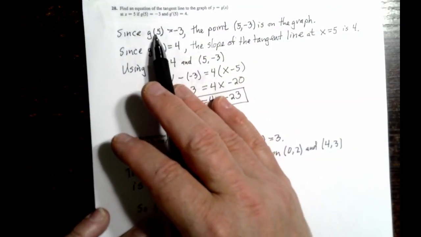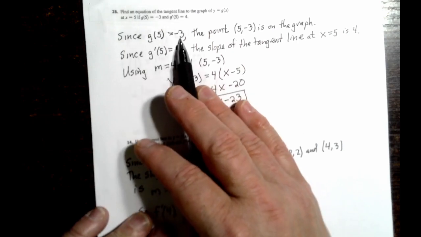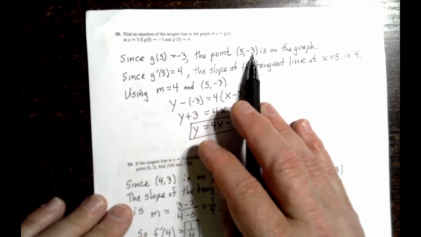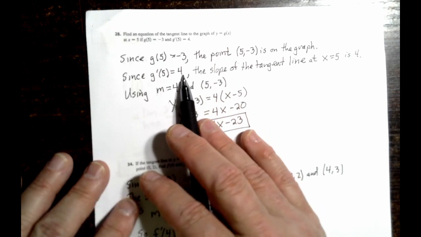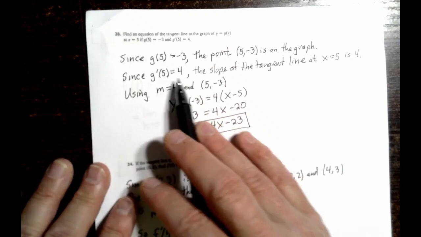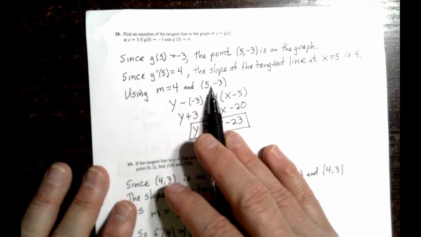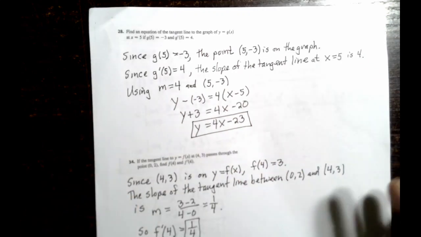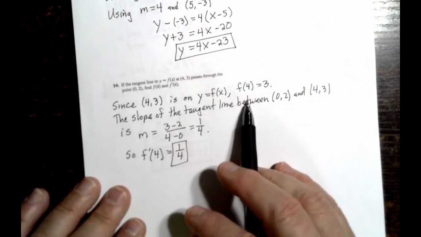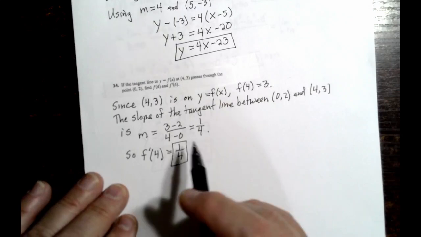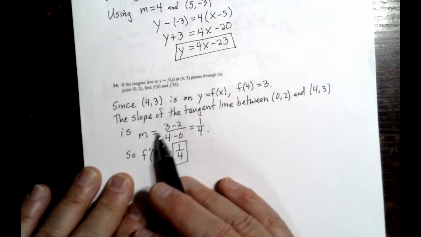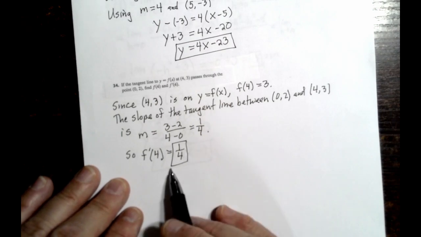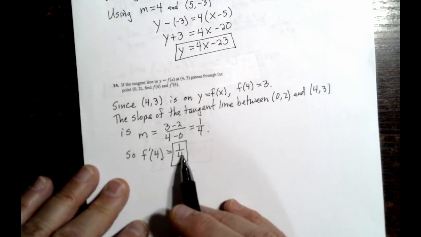This one gives you g of 5 equals negative 3, so that lets you know that the point 5, negative 3 is on your graph. G prime of 5 equals 4, that means your slope is 4 at x equals 5. So now that you have your slope is 4 and you have your point, you can find your equation of a line. And you can do the same thing here. They actually give you 2 points, (0, 2) and (4, 3), and you have to use the slope formula to find the slope. That's how you find what f prime of 4 is, by doing the slope formula there.